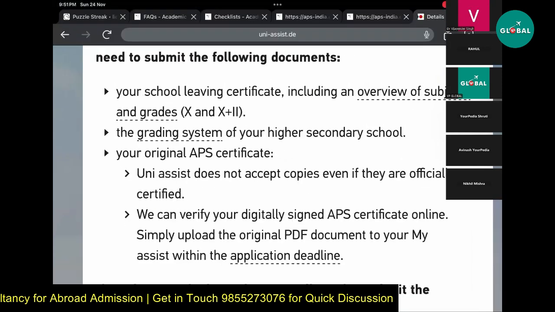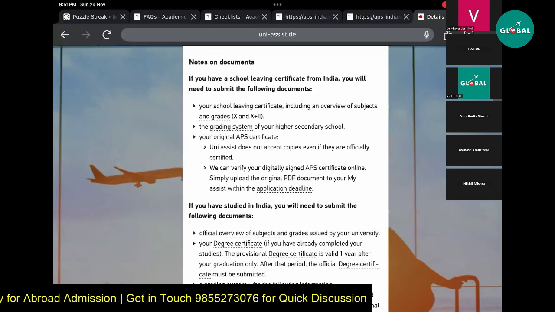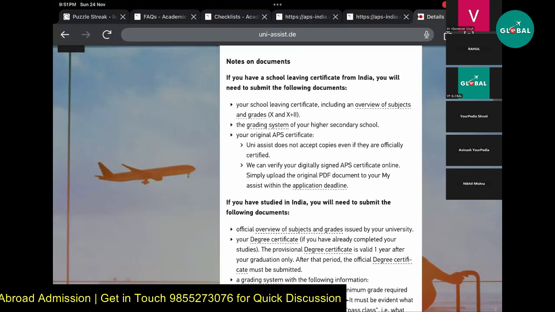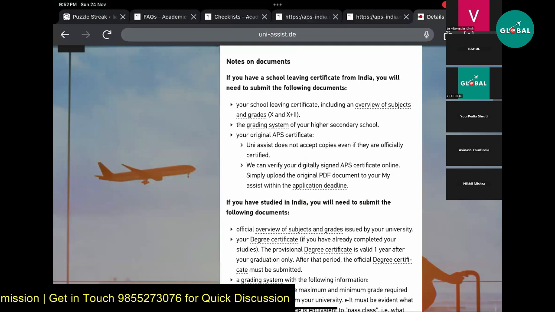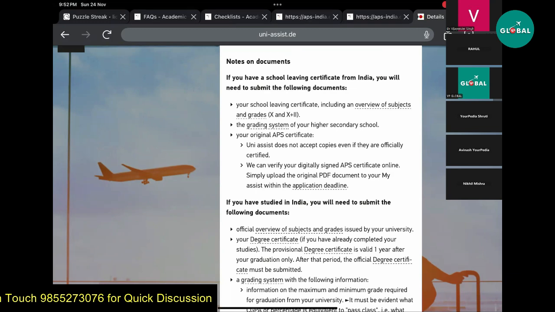But last year we had students who didn't acquire their APS before applying. They submitted their applications, but acquired it afterwards. So that is also a possibility, depending on the university.